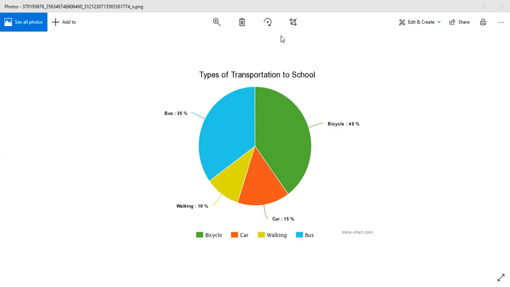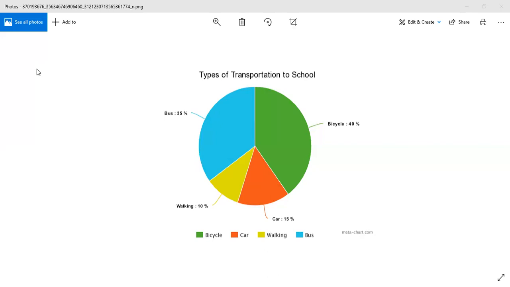Okay, sir. So, hello everyone, I am Nivedita. Now I am going to describe this pie chart. The pie chart highlights the idea of different types of transportation in school. In this pie chart, we can see there are four types of transportation. Bicycle is denoted by the color green, car is denoted by the color red, walking is denoted by the color yellow, and last, the bus is denoted by the color blue.